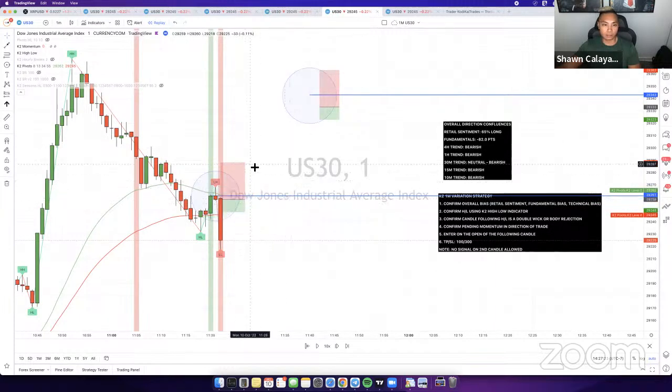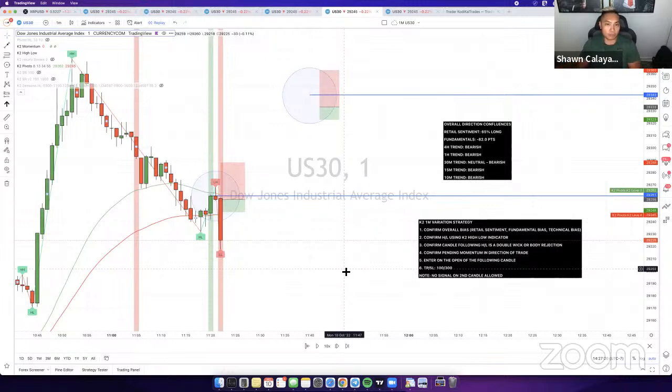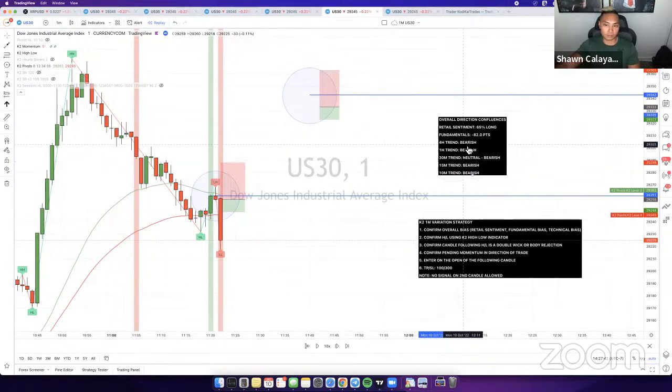So this right here is an example of the variation V1. If you guys have any questions regarding that, feel free to put your questions in the chat. Otherwise, I'll try to find some more examples here. However, it's going to be hard for me to really show examples that are not real time for the variation V1 because we can't confirm the overall confluences, right?